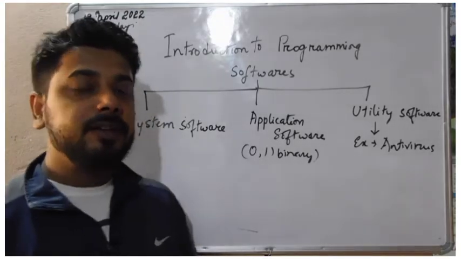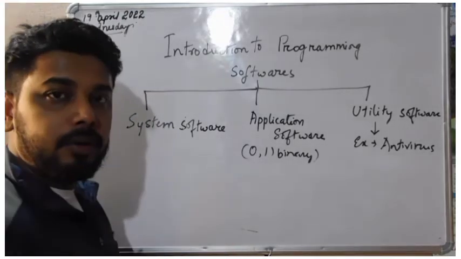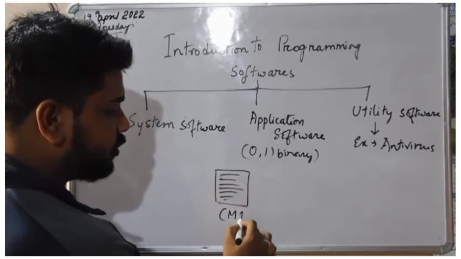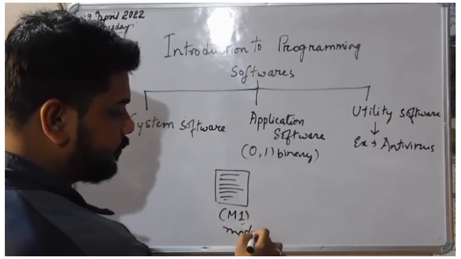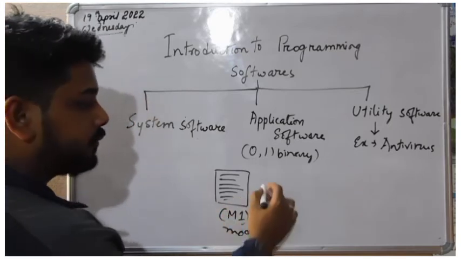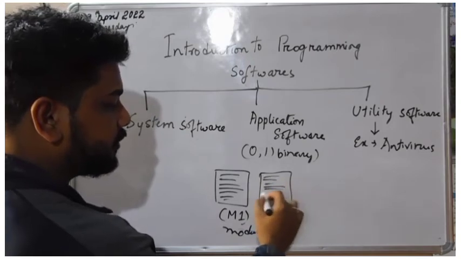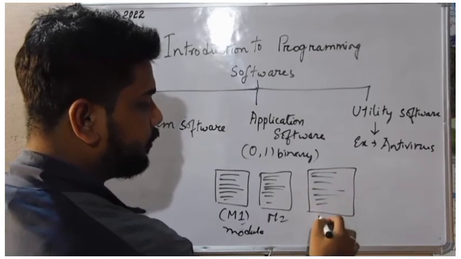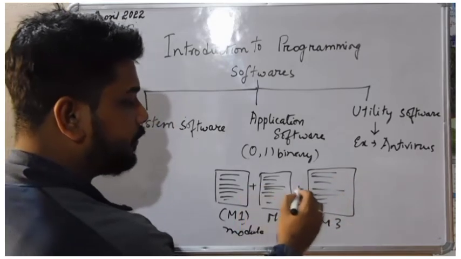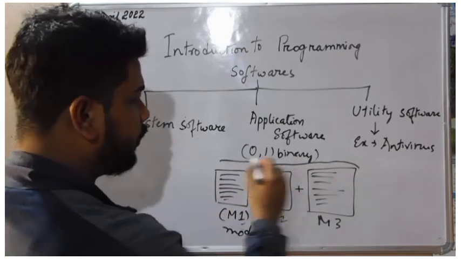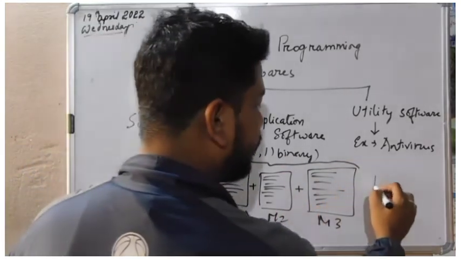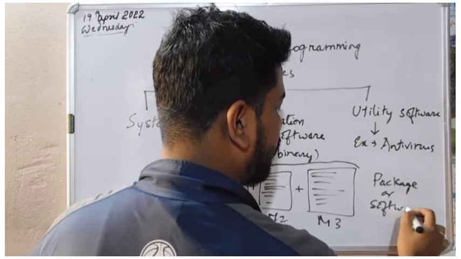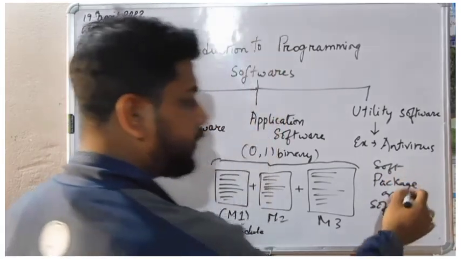Now next thing, how do we create a software? For creation of a software, as I told you in the last class, we write different programs. Suppose this is a program, this is module 1. Again you have written another set of programs, this is module 2. Then another set of programs, this is, for example, module 3. So if you combine all of them together, then what you get is a package, which is called a software package or software.